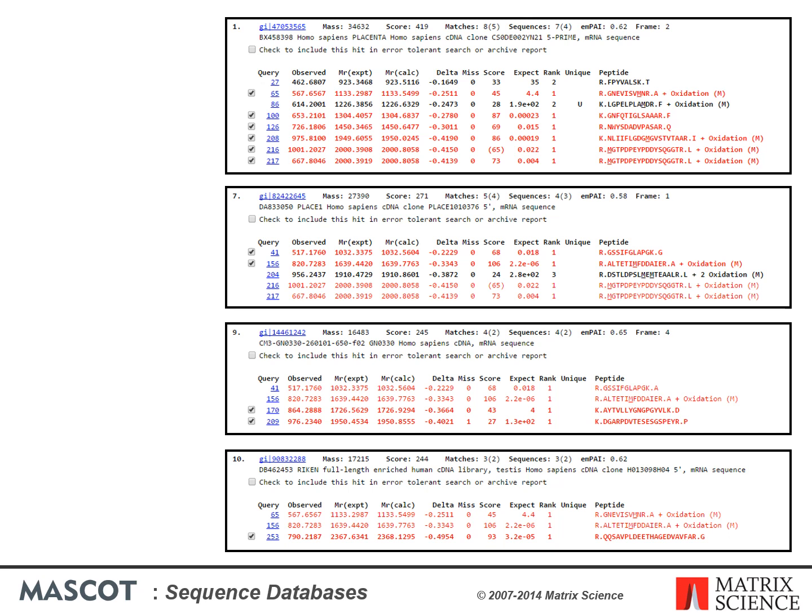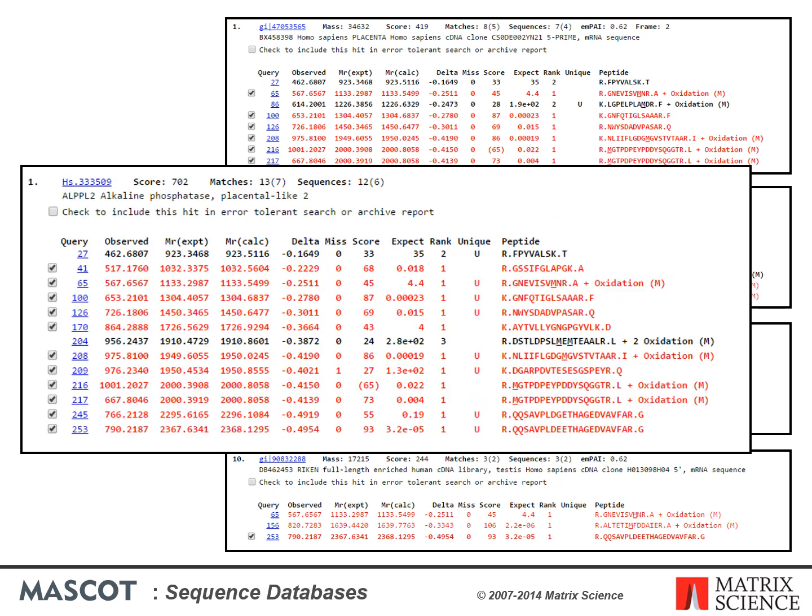When we look at individual hits in the report, we see the benefits of Unigene mapping. Here we have 4 hits from the EST search. The entry names give no clue as to the protein function. However, when we look at the Unigene report, we find that these matches all belong to the same gene, for alkaline phosphatase.